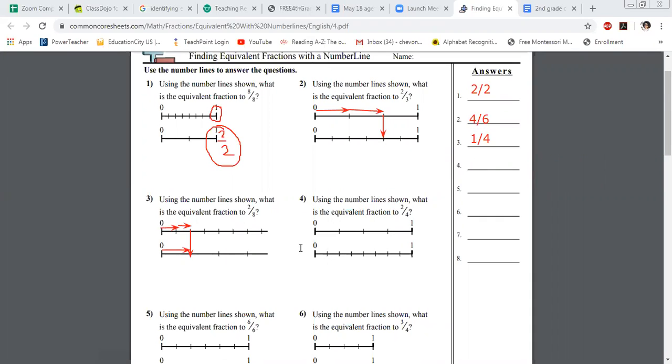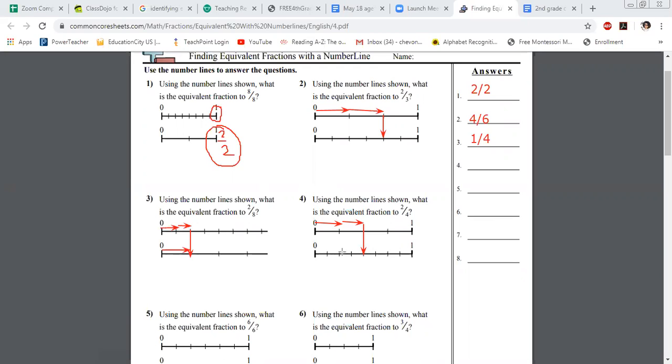All right. Let's look at number 4. Using the number line shown, what is the equivalent fraction to 2/4? So we need to find 2/4 on our line. So we have 1/4, we have 2/4. So here's our line that we're going to be looking for the equivalent of. Go straight down.